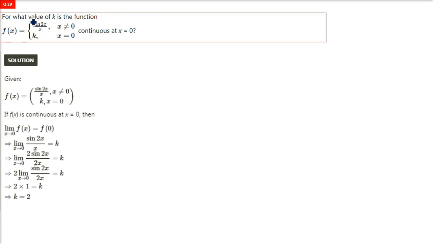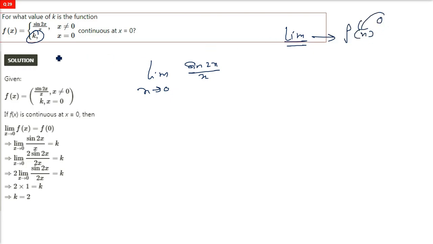It is 2. How? Because I'm just taking the limit, and you just have to do it like this: sine 2x and x is there. So it has to be equal to the value of the function at x equals 0, which is k in this case. So if the limit of that function is equal to the value of the function at that point where we have to check the continuity, then we say it is continuous. Since it is given continuous, we are dividing it by 2, multiplying it by 2. Sin theta by theta, we already know that it is going to be equal to 1. So k is equal to 2.